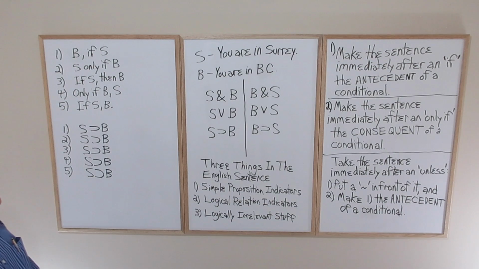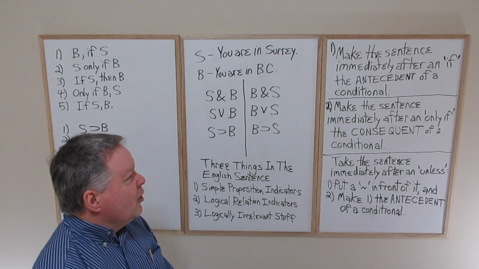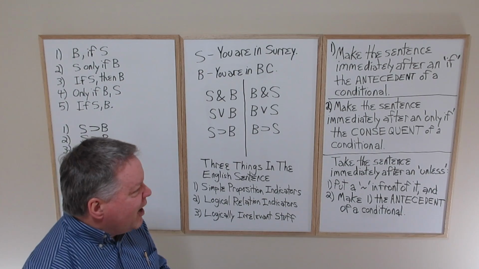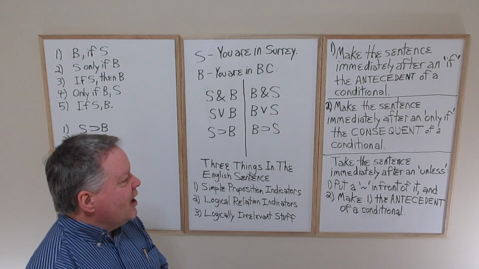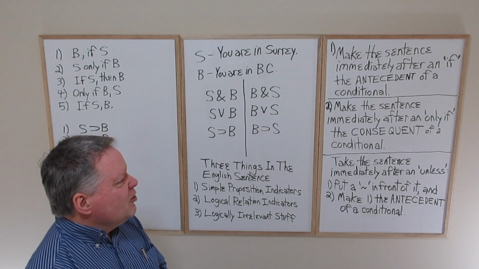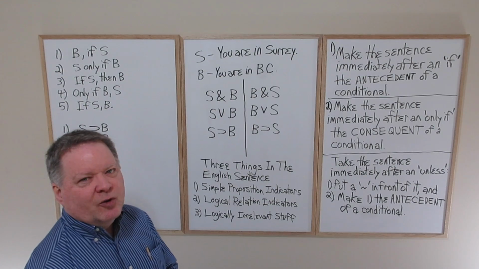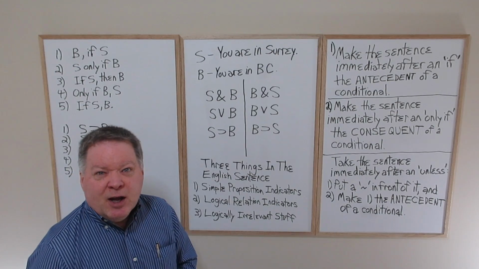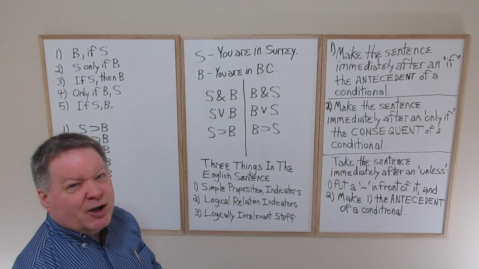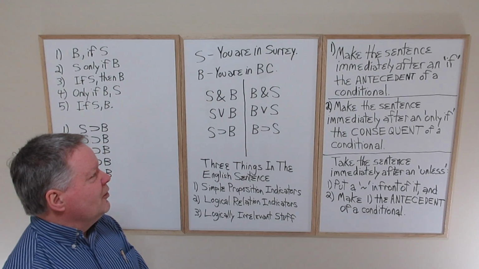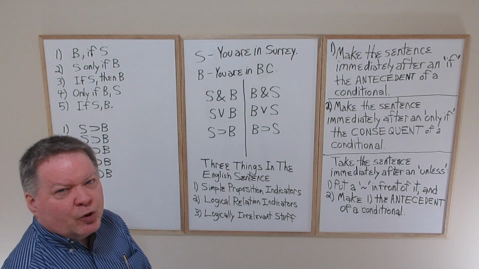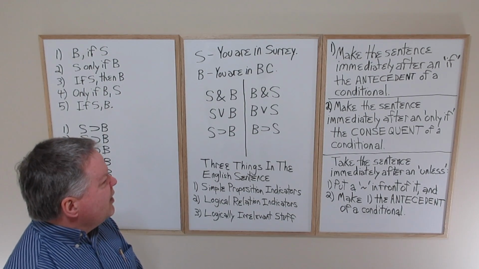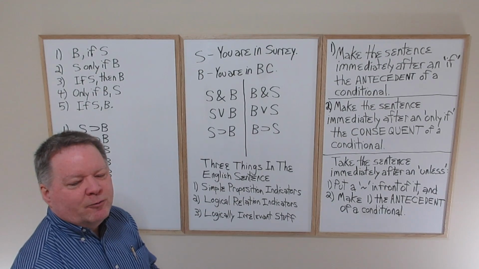So we focus in then on whether or not the sentence contains an if or an only if. If the sentence contains an if, what comes immediately after it is the antecedent of a conditional. If it contains an only if, what comes immediately after it is the consequent of the conditional. That's all you really need to keep in mind in order to symbolize English sentences that contain either the word if or the two-word phrase only if.